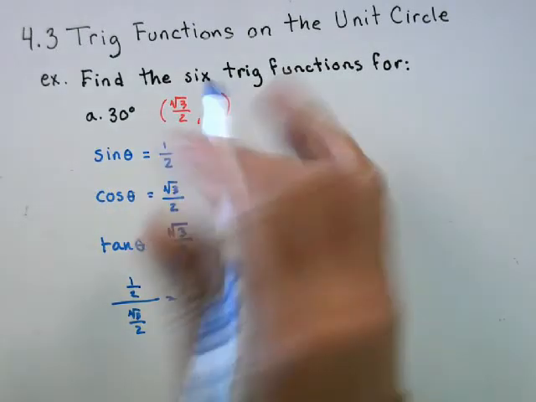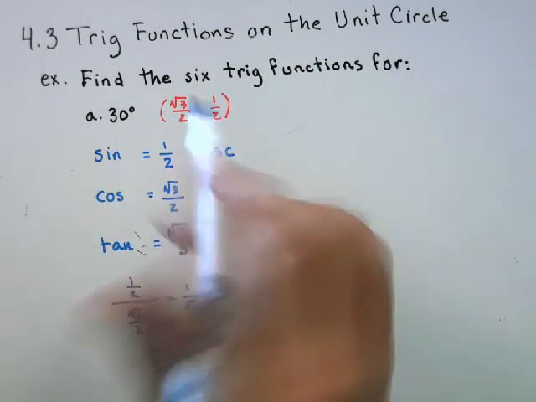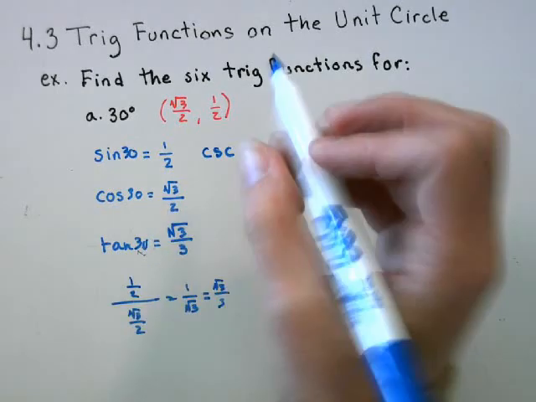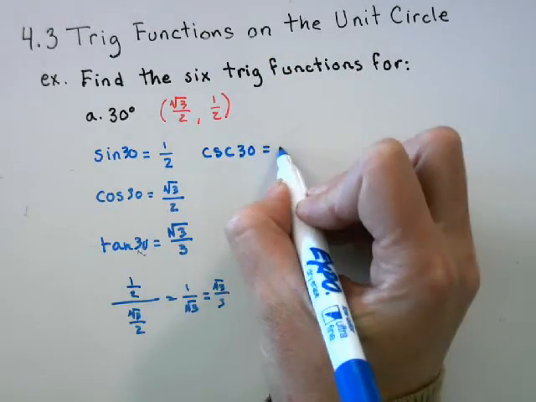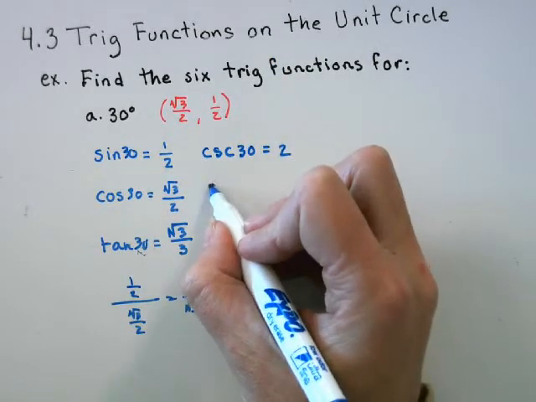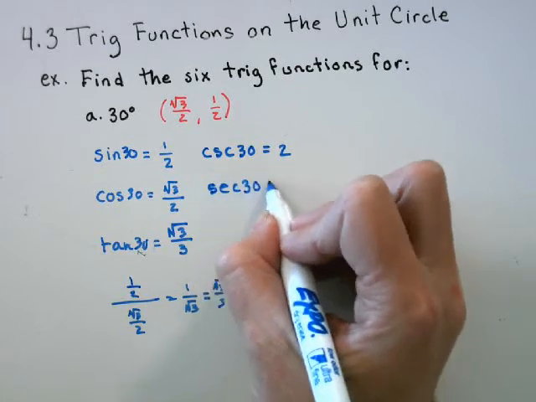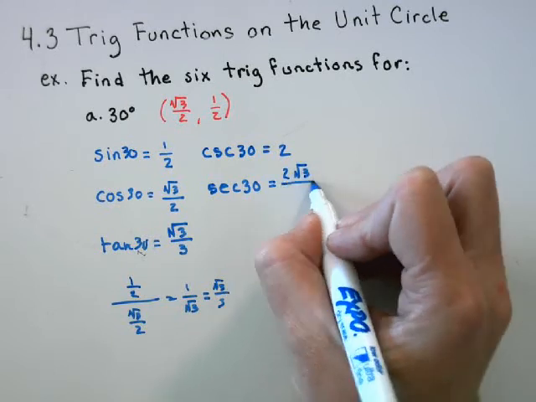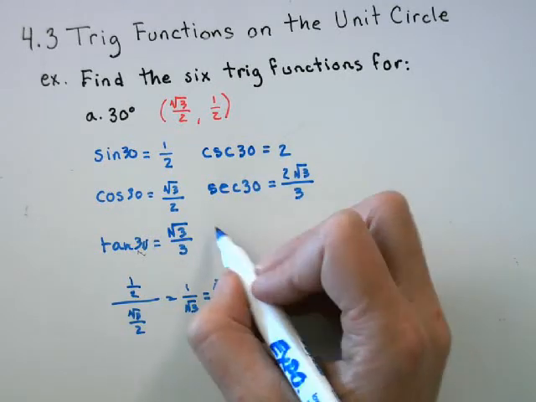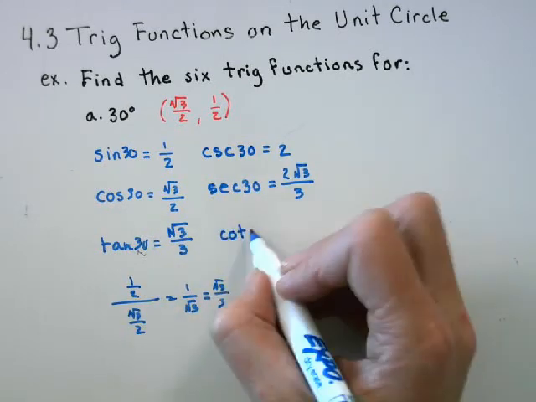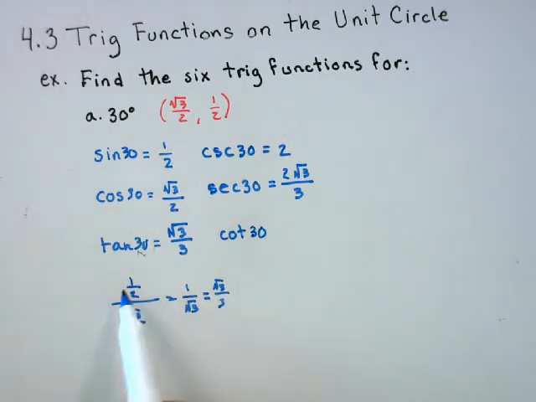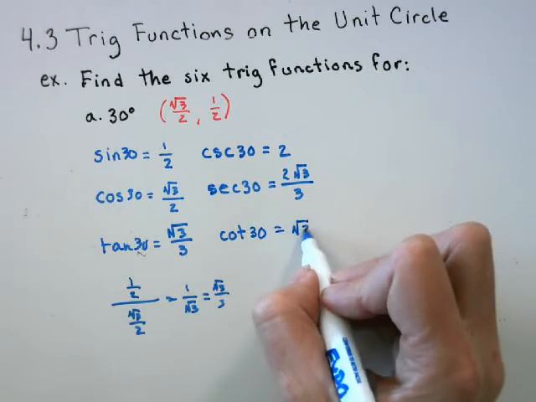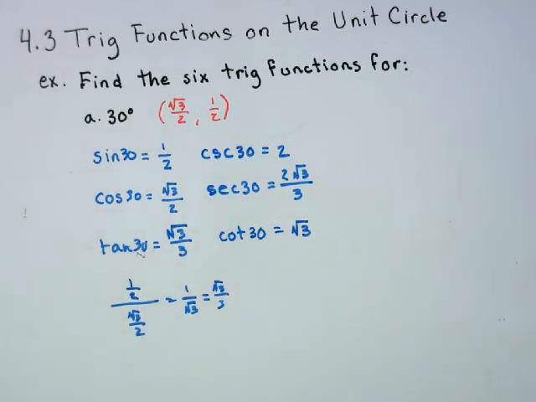So cosecant, and I shouldn't write theta here, that's 30. Cosecant 30 is going to be 2. Secant of 30 is going to be the reciprocal of this rationalized, will be 2 root 3 over 3. And then cotangent 30 would be this flipped over, which is just going to be root 3.